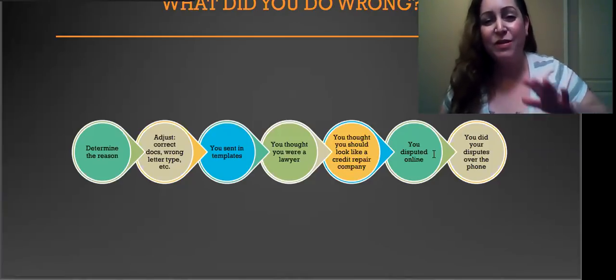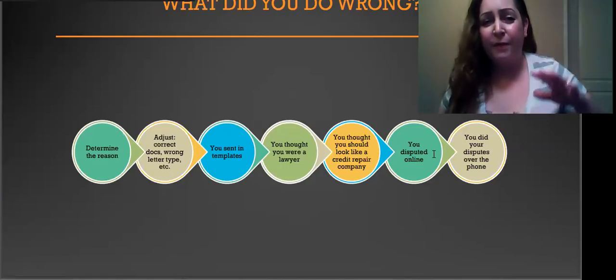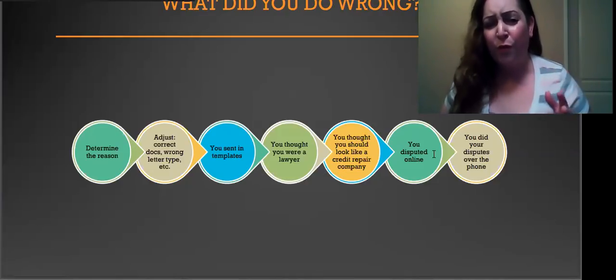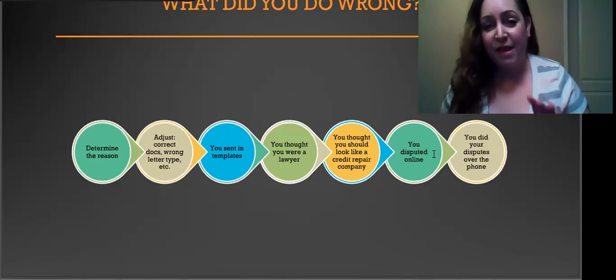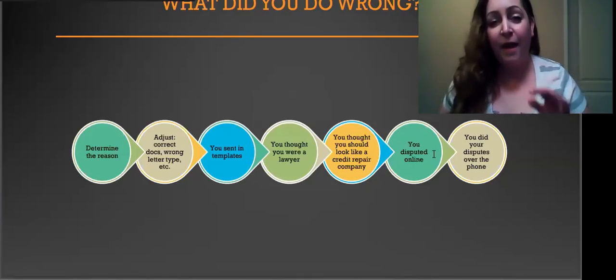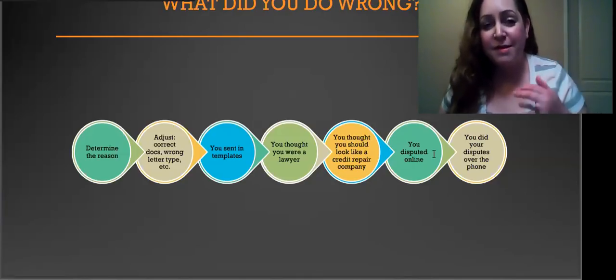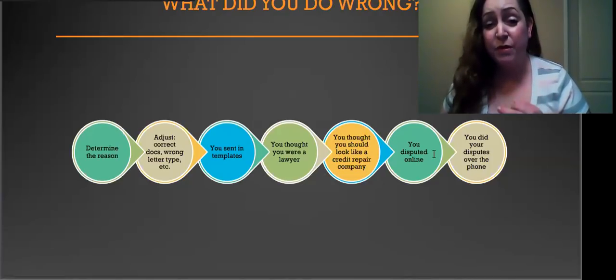Okay, it's not your 20-page freaking letter for appeal and all this kind of stuff. And oh, this is your second warning. This is your third warning. I'm going to sue you. No, that is not the key. And you need to understand that. It is your dispute reason. Okay, so after you adjust, move on to the next dispute reason.